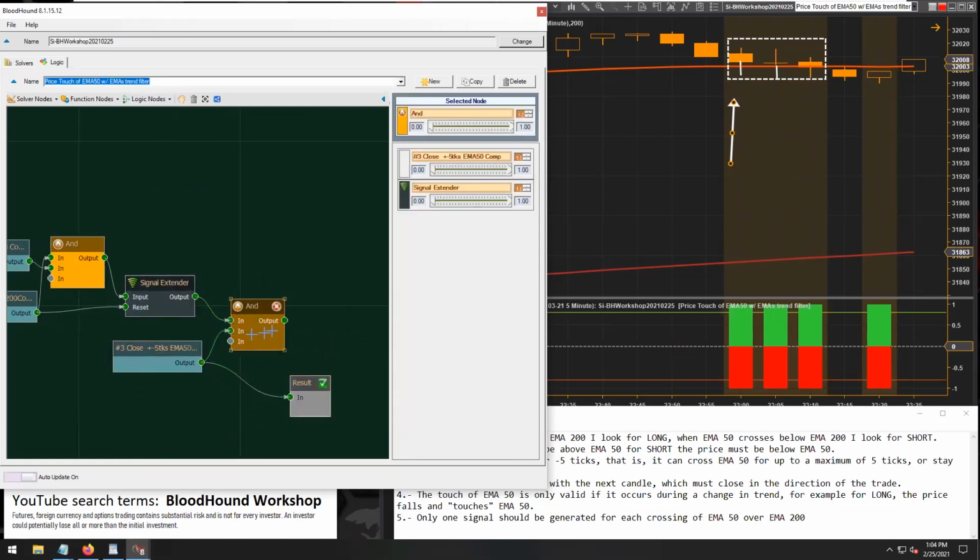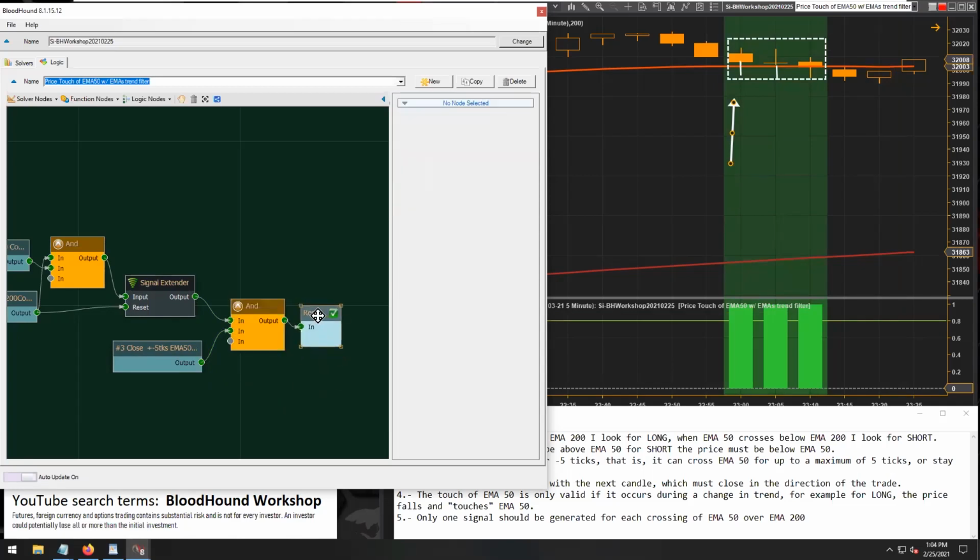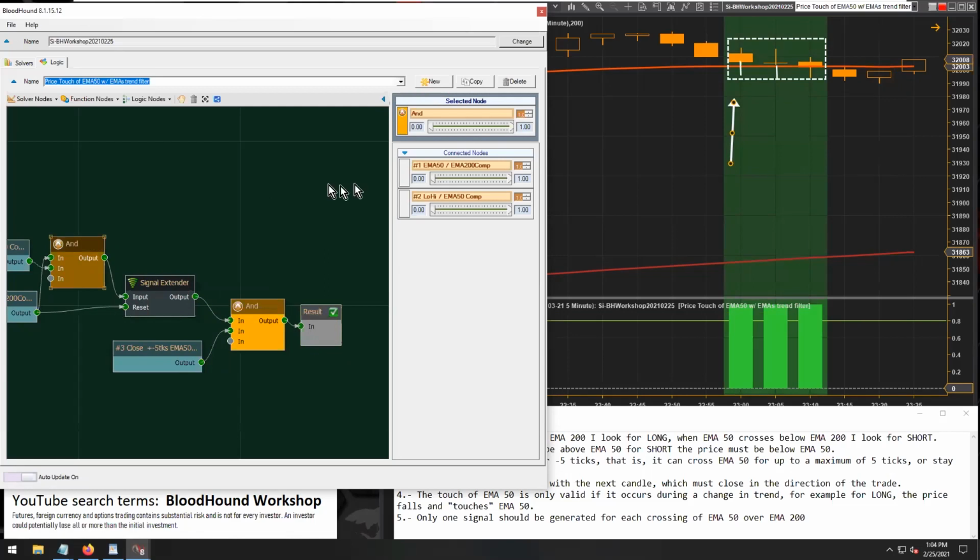All right, so now we can combine basically condition 1 and 2.